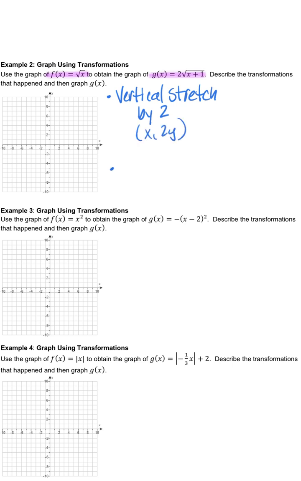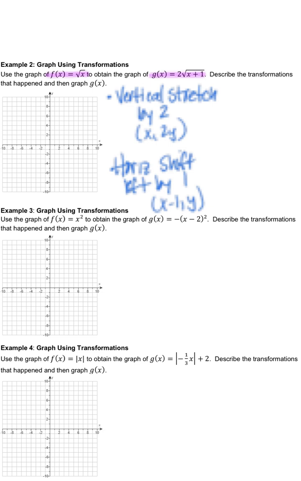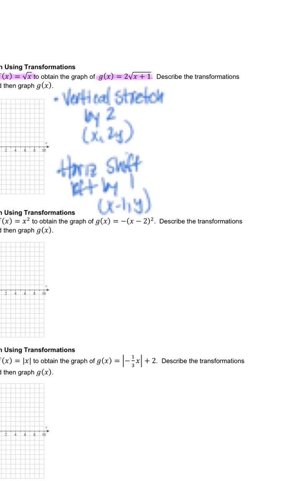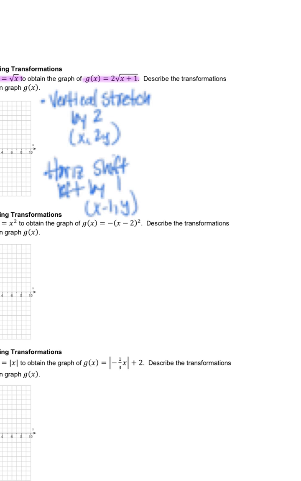And then we have the plus 1 on the inside. So that's a horizontal shift left by 1. I clearly can't spell. So this is going to be x minus 1, y. So that's what each one of those rules are going to look like. You combine the two rules together and you can get what's going to happen. So we're going to have our original points and then we're going to turn it into x minus 1, 2y.